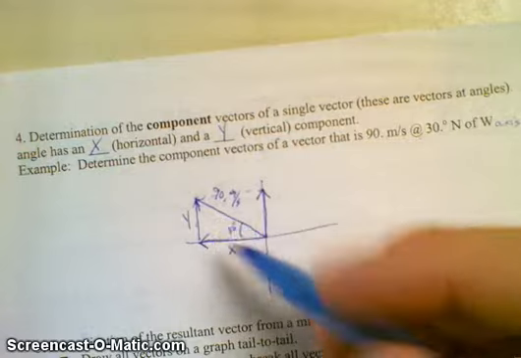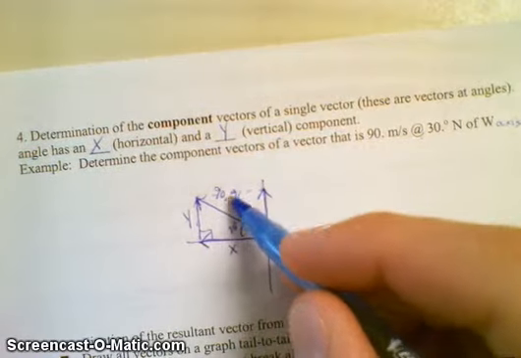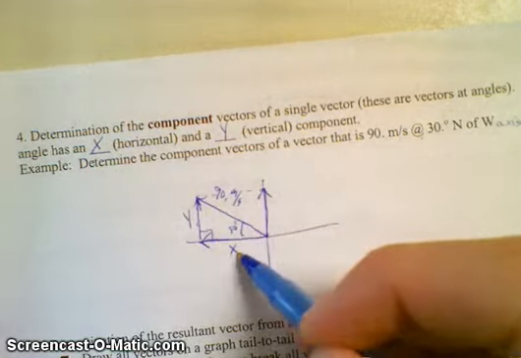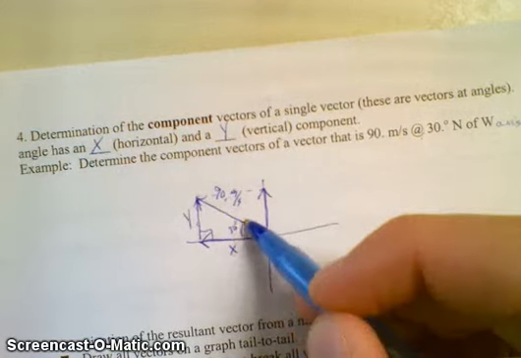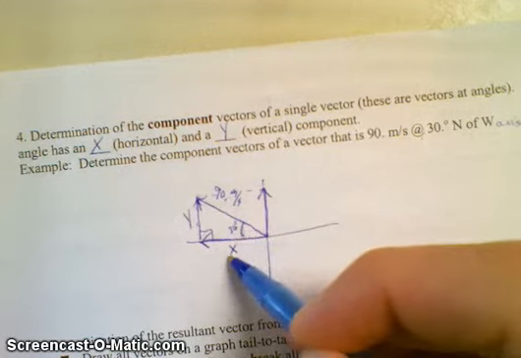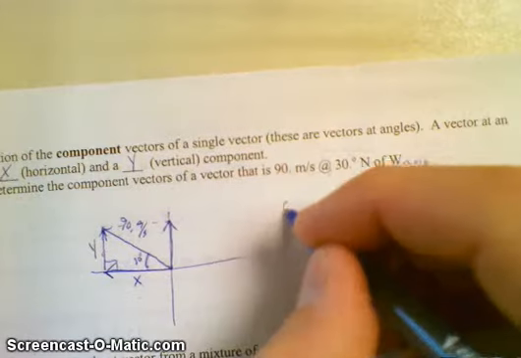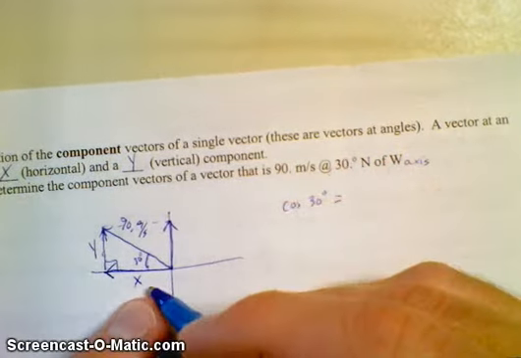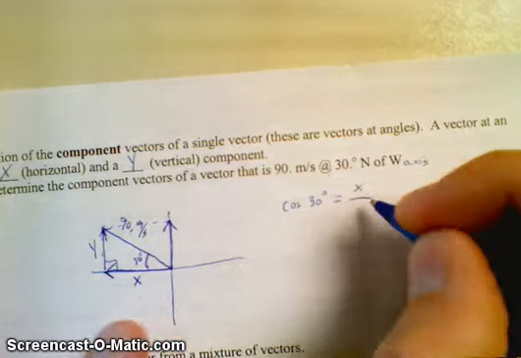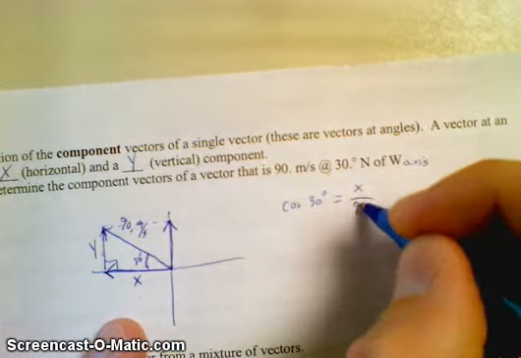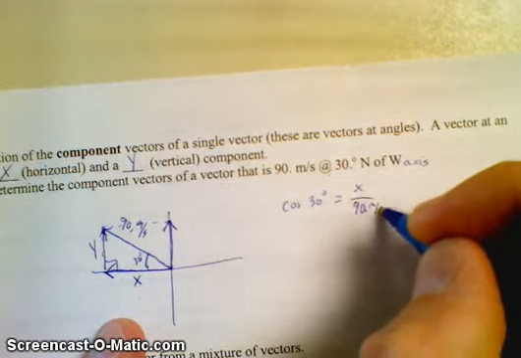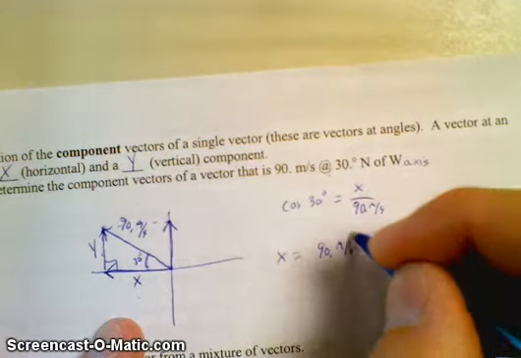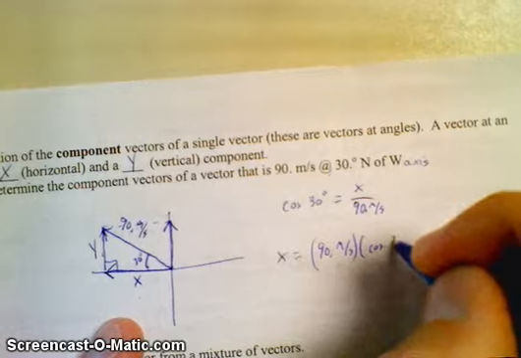Should look familiar for a right triangle. Here's my right triangle, my hypotenuse, here's my angle, solve for the x and y. And use sine and cosine. X is what side of my triangle? Holding my angle here, this would be adjacent, so I'm going to use cosine. So cosine of 30 degrees is equal to the adjacent, x, over the hypotenuse, 90 meters per second. X equals 90 meters per second times the cosine of 30 degrees.